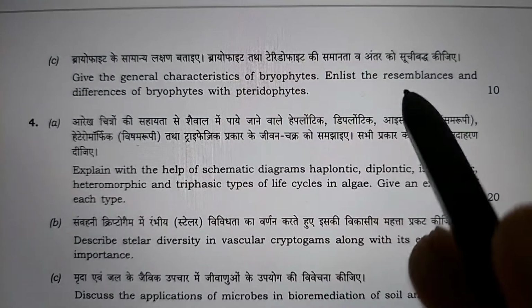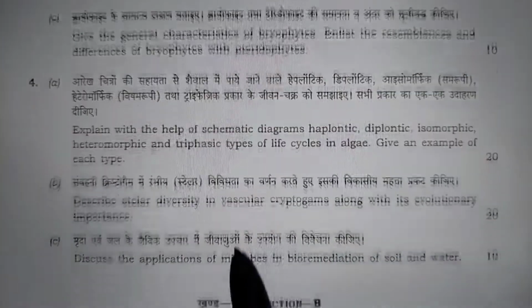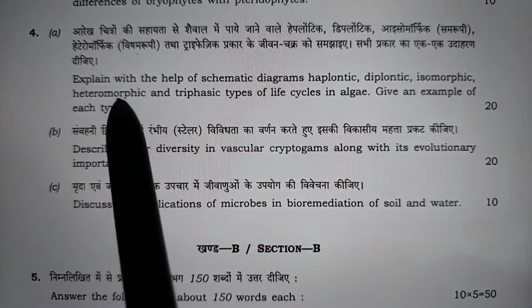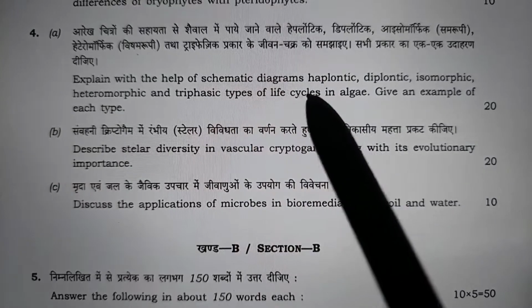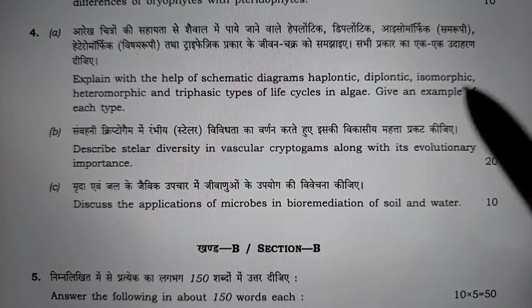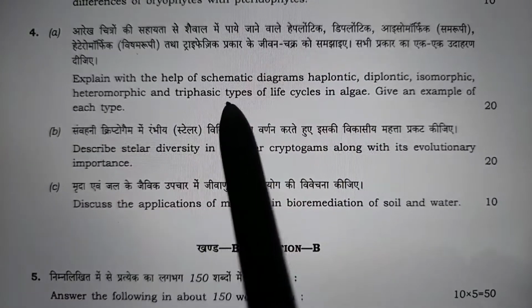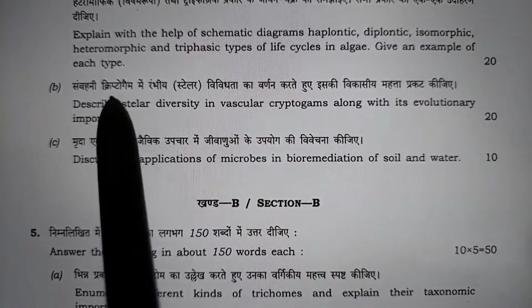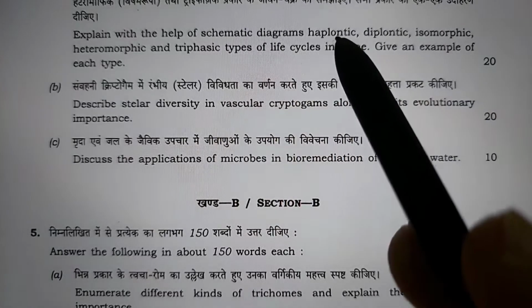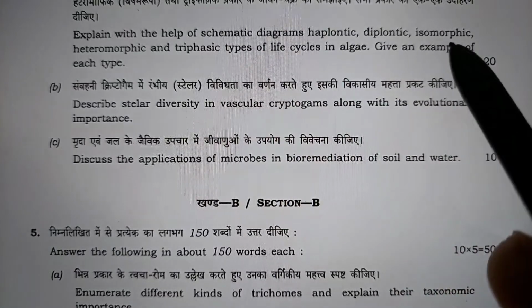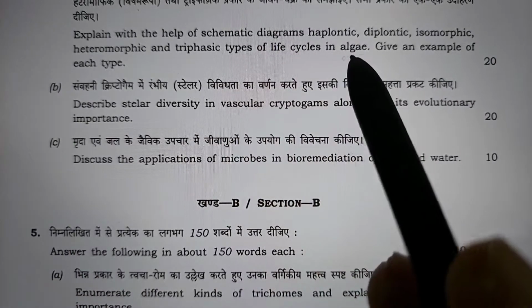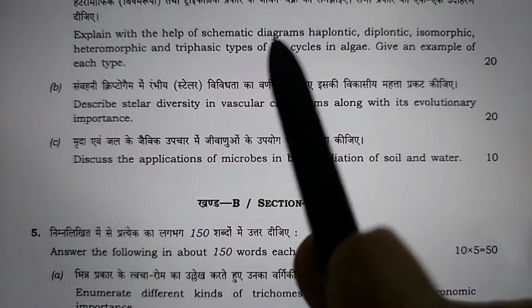Total 10 marks, so 5 marks and 5 marks. Option 4 is also having 3 options, A, B, C. A is explain with the help of schematic diagrams haplontic, diplontic, isomorphic, heteromorphic, and triphasic cycle types of life cycle in algae. Give an example of in each. 20 marks. Haplontic, diplontic, isomorphic, heteromorphic, and triphasic life cycle in algae with example and diagram.